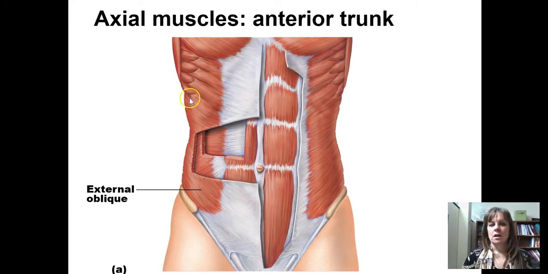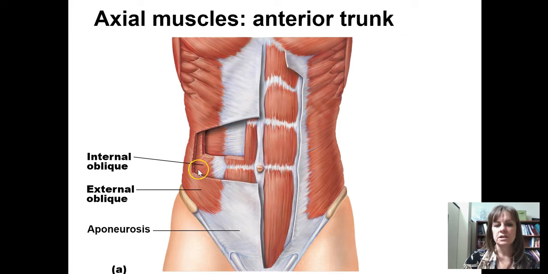External also means that they're the most superficial. Underneath, this little thing right here means we've cut away external obliques and we're looking deep inside. If we do that, we see fibers also running at an angle to the midline, but going the opposite direction. If we start at the top and go down, your hands don't make an X. They go out. So these are the internal obliques.